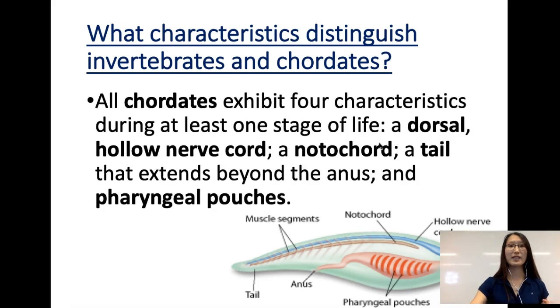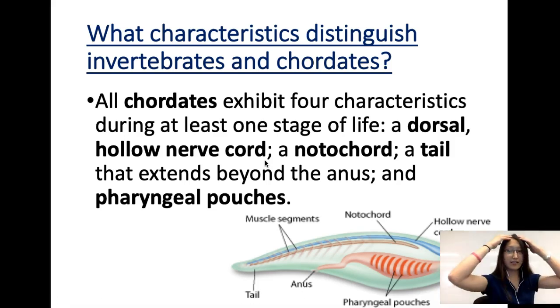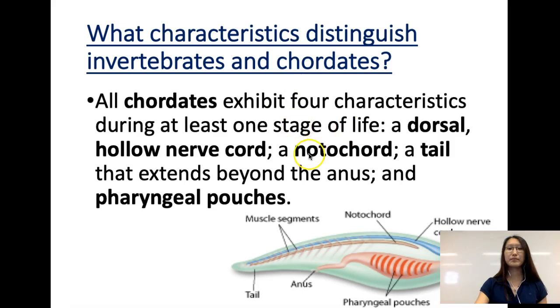But these 4 characteristics are a dorsal hollow nerve cord. So dorsal means the back of you, ventral means the front, anterior is the head, posterior is the feet. So you need to know those 4 directions of the body plan as well. A notochord, which also kind of turns into the nerve cord, the spinal cord area, and then a tail that extends beyond the anus.